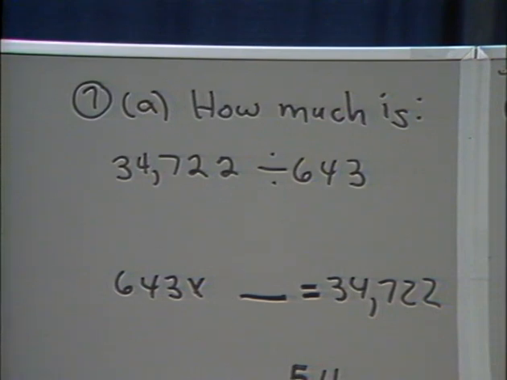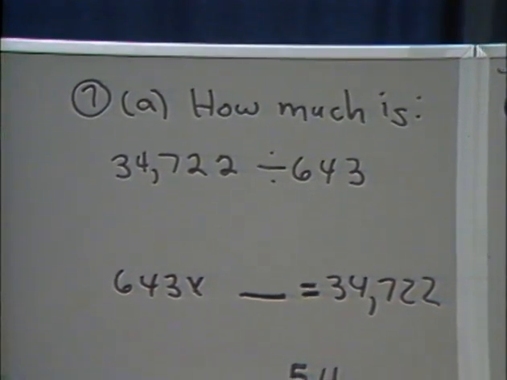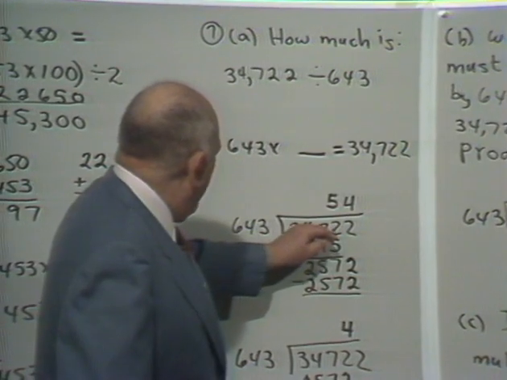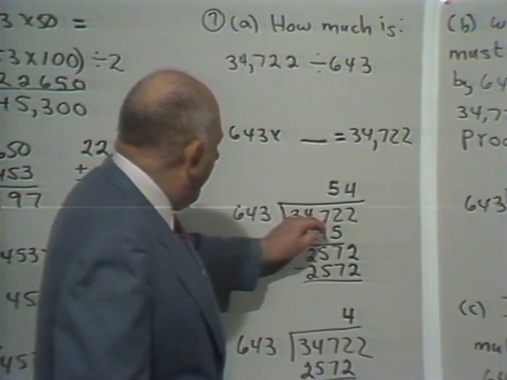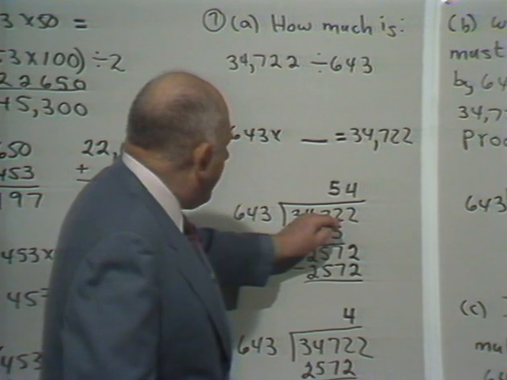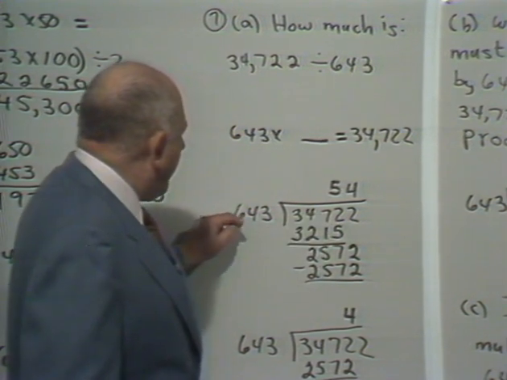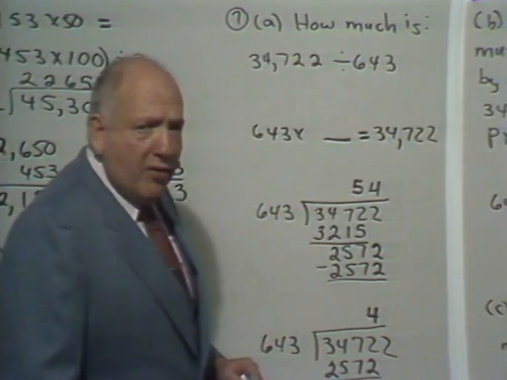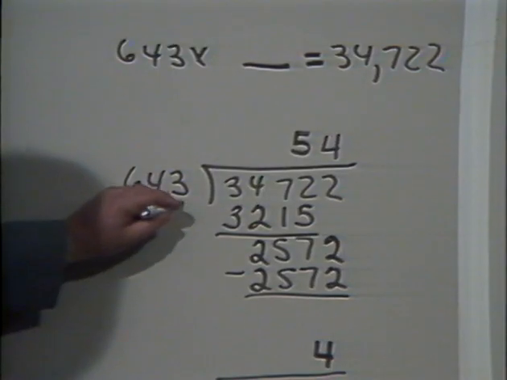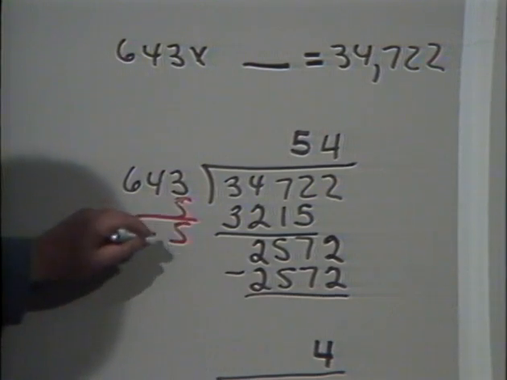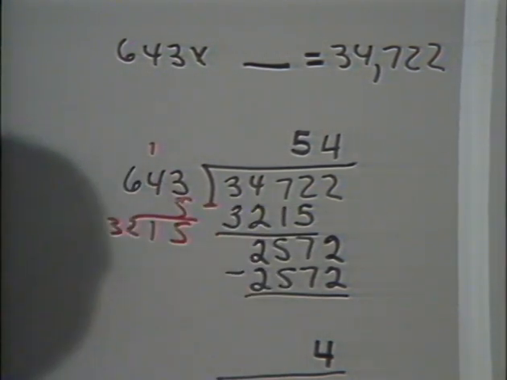Well, you see, remember how we do this problem? You look at the 643, you look for the first number that's bigger than 643. See, 3 is smaller, 34 is smaller, 347 is smaller, 3,472 is bigger. How many times does 643 go into 3,472? Well, we'll take a guess, around 5 times. So now I multiply by 5. That's 15. 1, carry the 2, 32. So I put the 3215 down here.